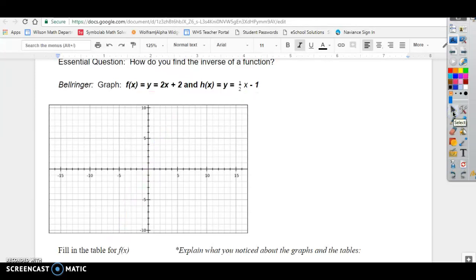Welcome to the inverses. This is your part 1. How do we find an inverse? First, let's start with graphing two equations in our bell ringer.